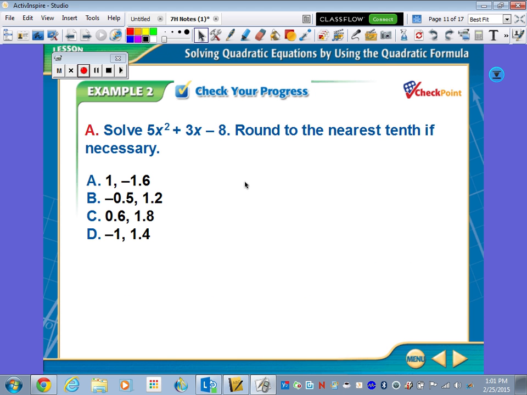Now, here's the same thing. We actually did this example in class. So you're going to go ahead. a is 5, b is 3, c is -8.